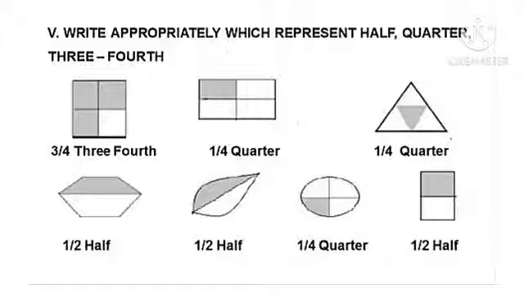Then the fourth image. The image is divided into 2. In the 2, one part is colored. So it is half. The leaf image also is divided into 2. In that one part is colored. So this is also half. Then the circle has been divided into 4. In that 4, one part is colored. So it is called quarter. Then the rectangle is divided into 2. In the 2, one part is colored. So this is called half.